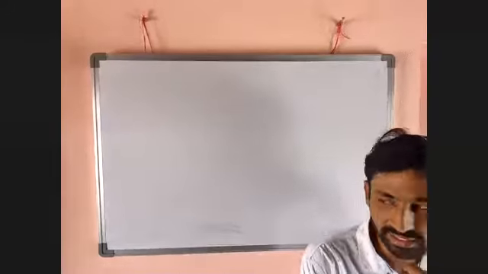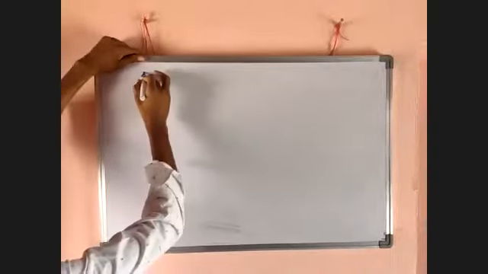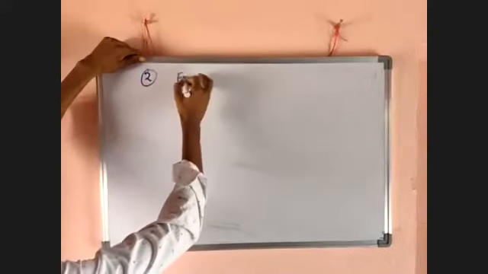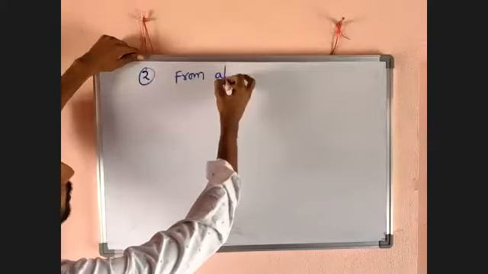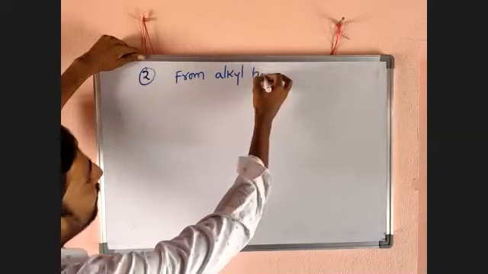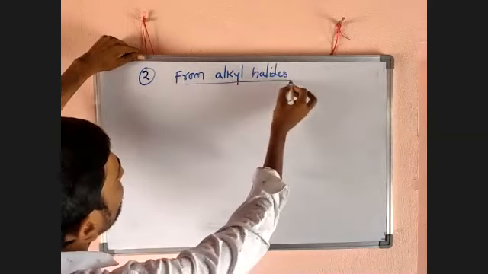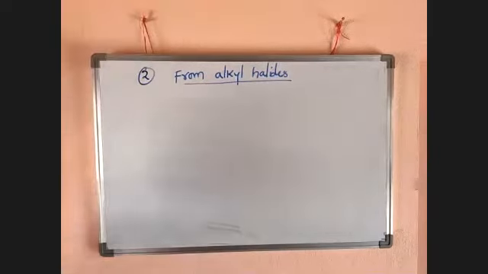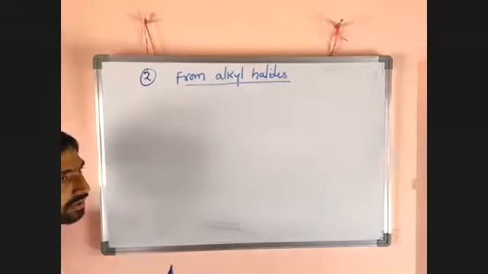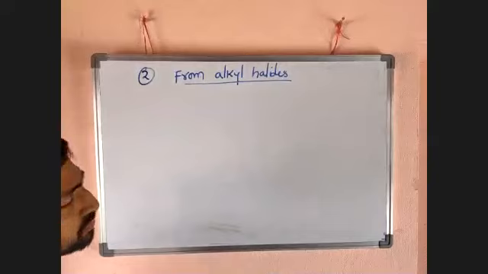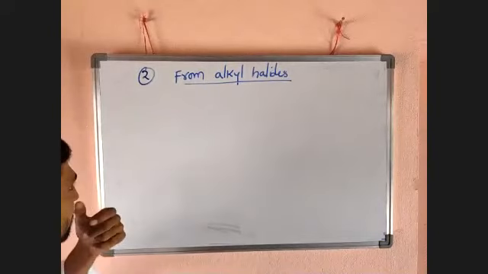Then the second method of preparation of alcohols is from alkyl halides. We already discussed this one in the preparation and chemical properties of alkyl halides. So it is a very simple one.